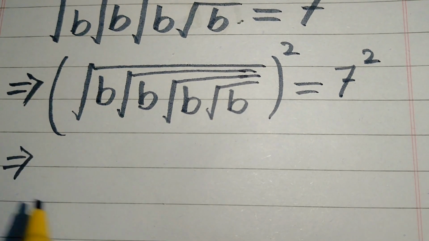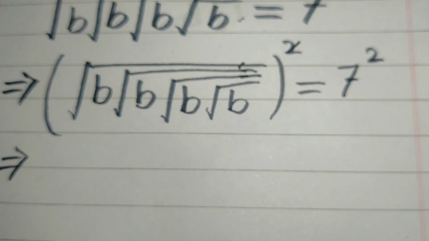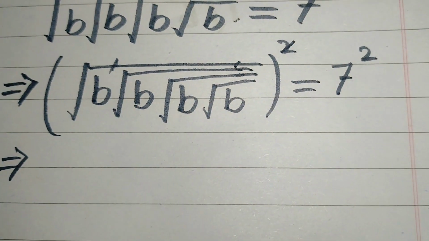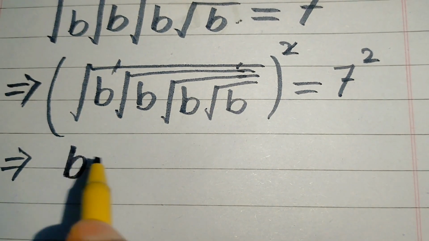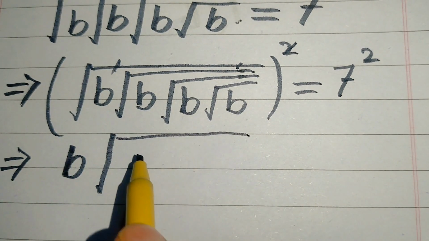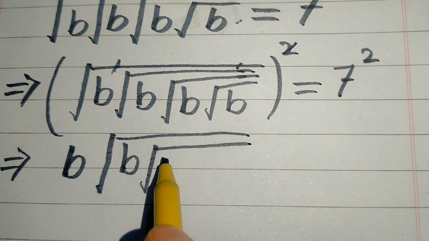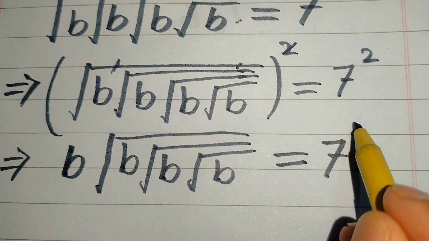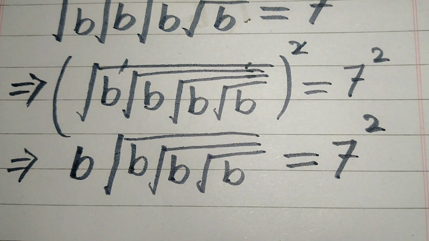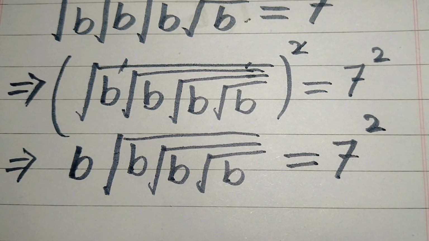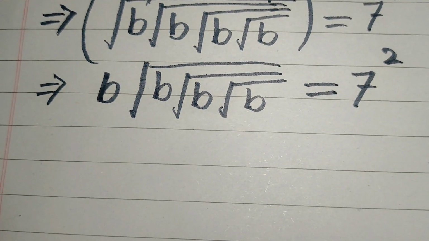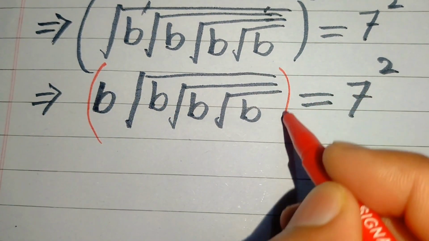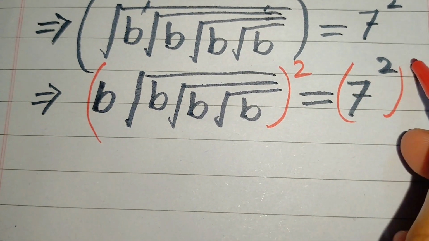Now in the next step, you see these two and this first square root sign are cancelled out by each other. After cancellation of this square root sign, we get b times the square root of b inside the square root of b inside the square root of b, and this is equal to 7 squared. Here we removed only one square root sign, and now we need to remove the other three square root signs. So for this we again take squaring on both sides. When we again apply squaring, it will be written in this form.